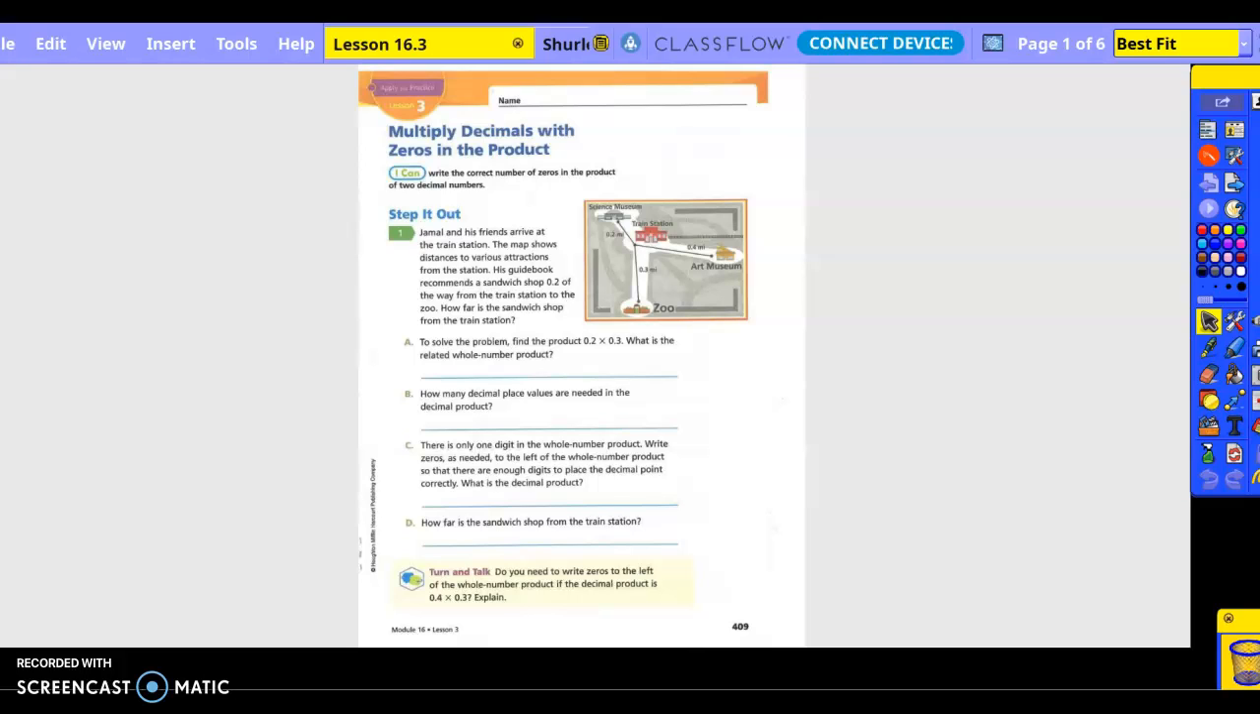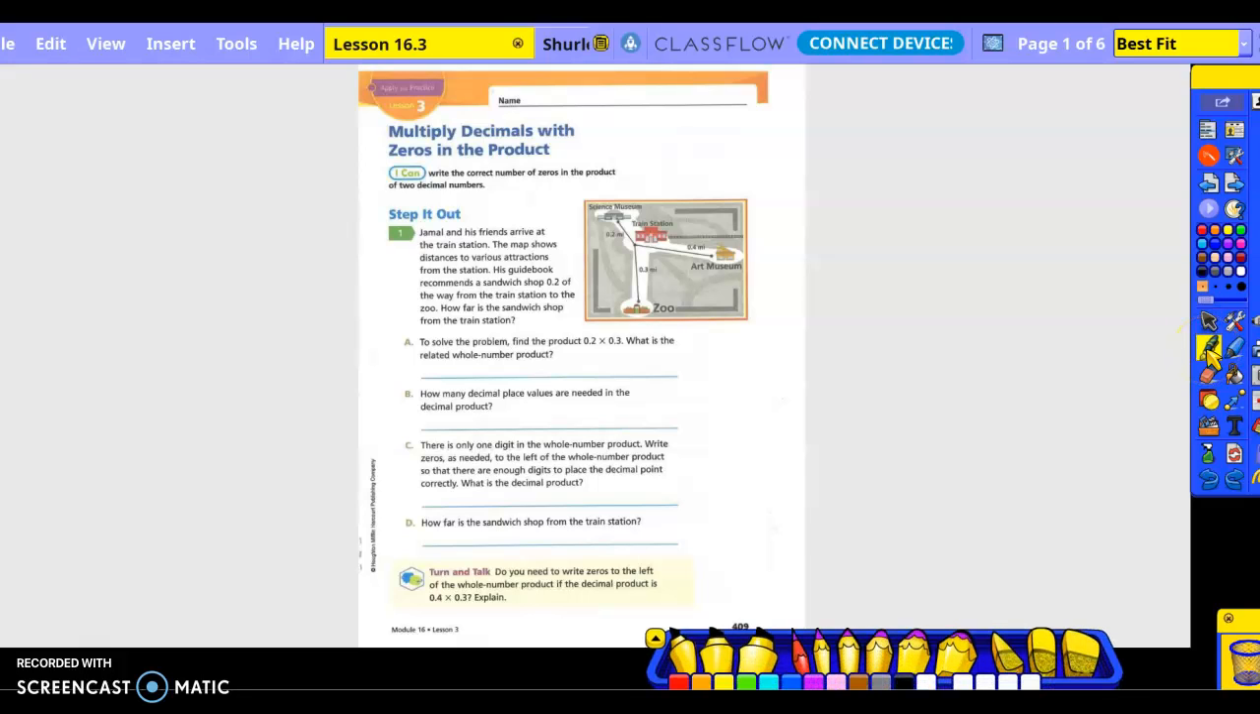Welcome to math lesson 16.3. Multiply decimals with zeros in the product. I can write the correct number of zeros in the product of two decimal numbers. Step it out. Jamal and his friends arrived at the train station.